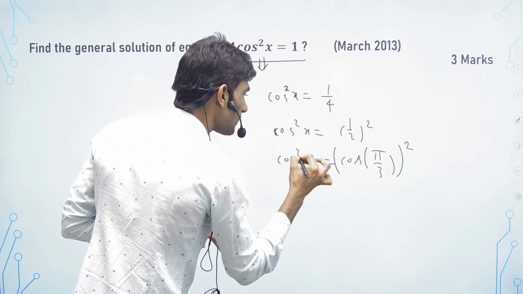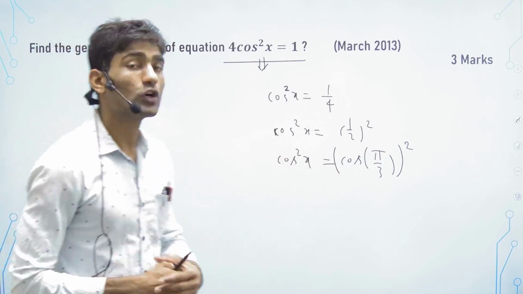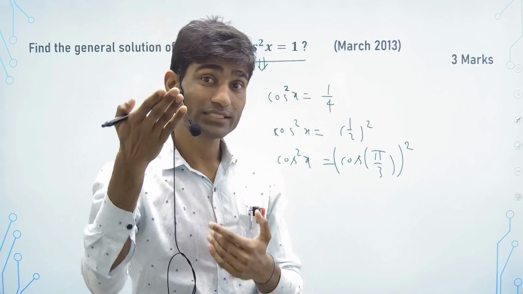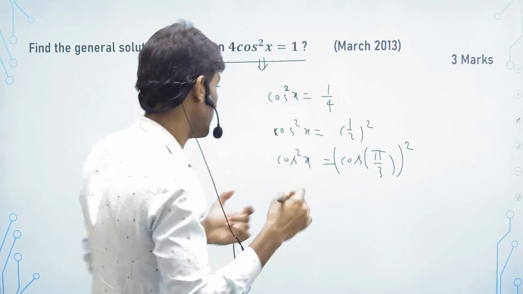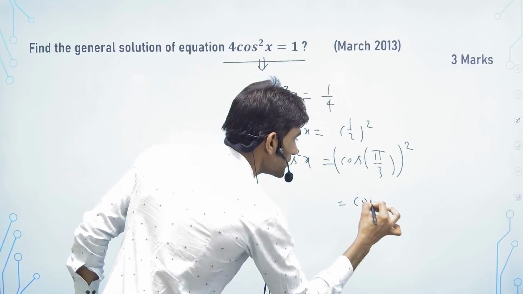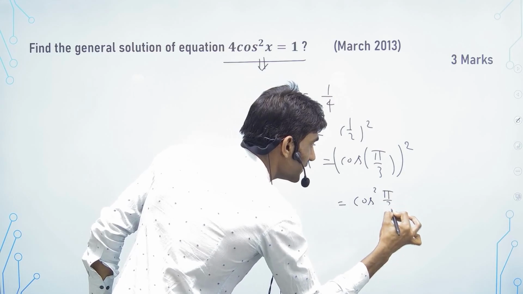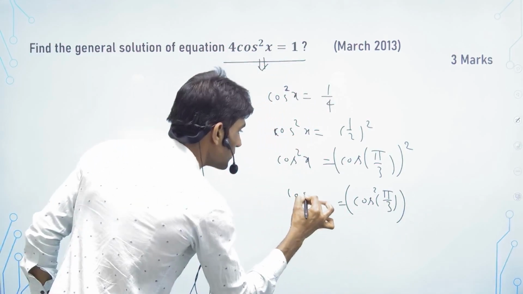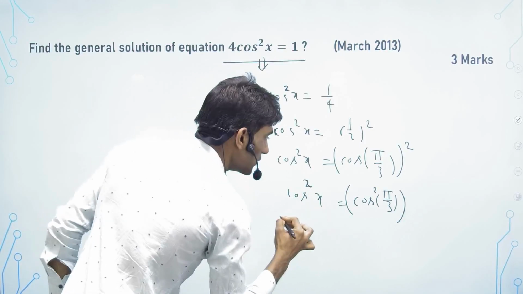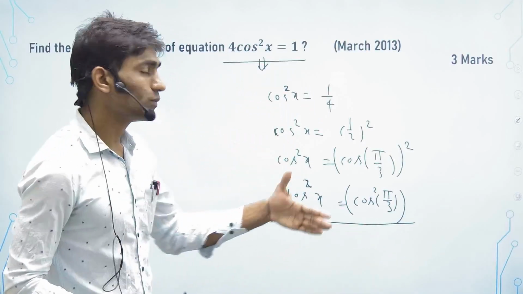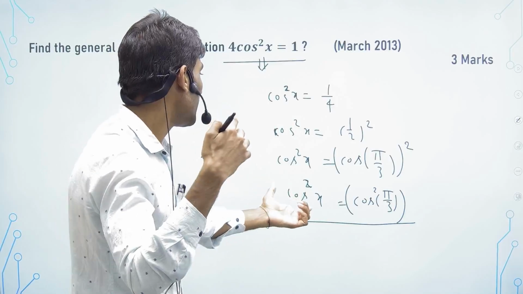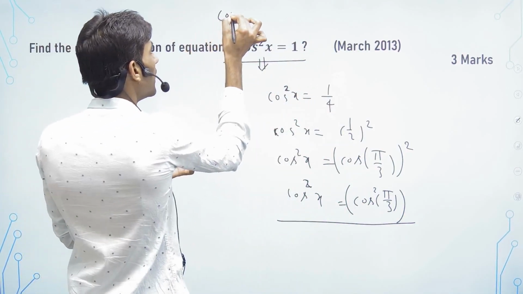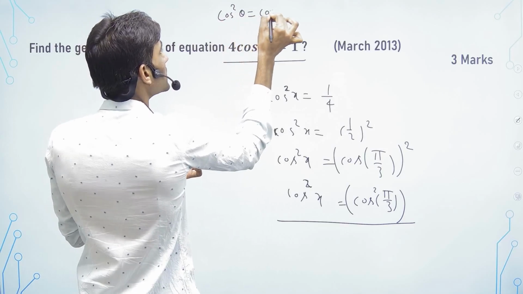So cos square of x equals cos pi by 3 squared, which is equal to cos square of pi by 3. This way we can write it. So we got cos square x, which is equal to cos square theta, which is equal to cos square alpha. That means cos square theta equals cos square alpha.